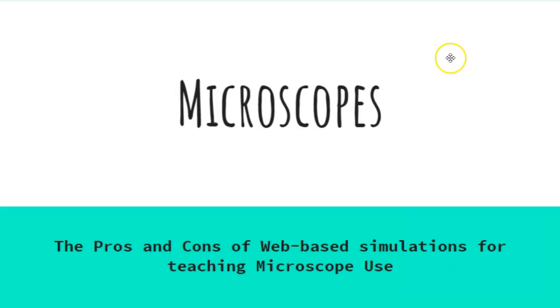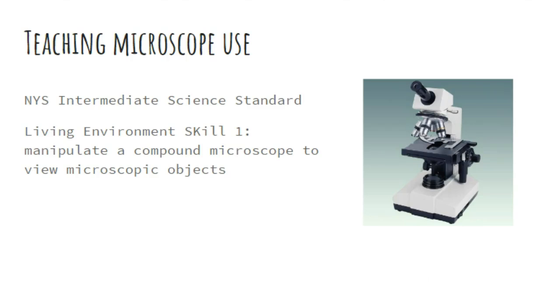Hello all. Today we are going to look at a few ways in which you can introduce or use the light microscopes in your classroom. The use of microscopes meets the living environment skill sets number 1, in which students will be able to manipulate a compound microscope to view microscopic objects.